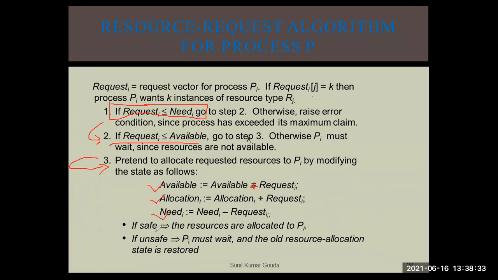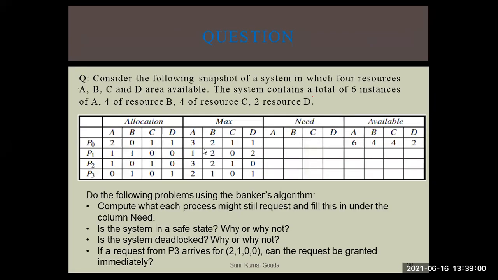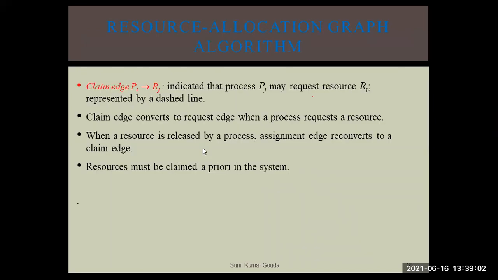If the system is safe, the resources are allocated to Pi. If the system is unsafe, then Pi must wait, and the old resource allocation is restored. So this is the algorithm that we have implemented. We have solved some problems, this problem and this problem as well.